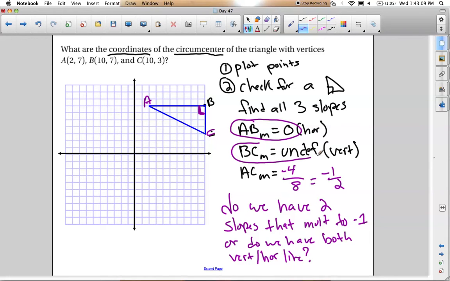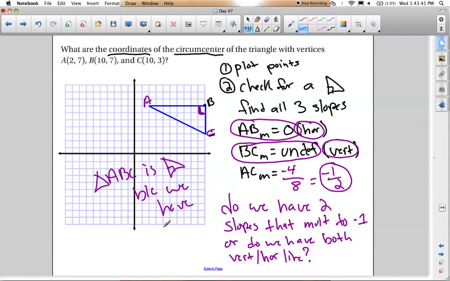Now, here are my slopes: 0, undefined, negative a half. Now, a half times 0 is 0, so that's not a product of negative 1. But I do have a horizontal and vertical line, which means we have a right triangle. So I know this is right. So triangle ABC is a right triangle because we have a vertical and horizontal line.